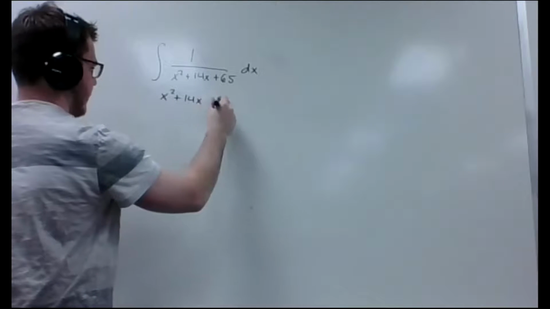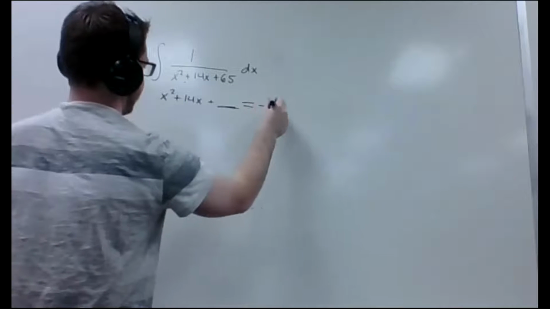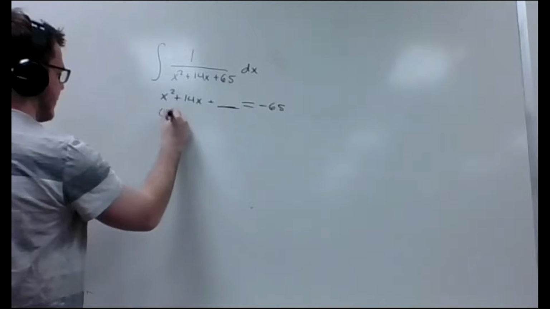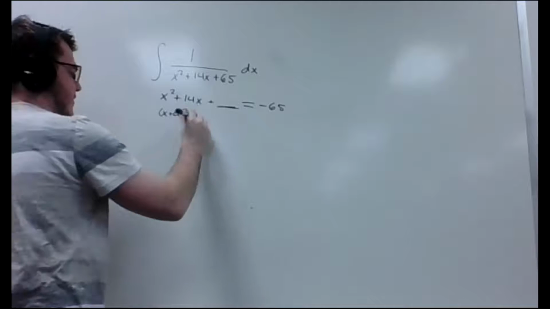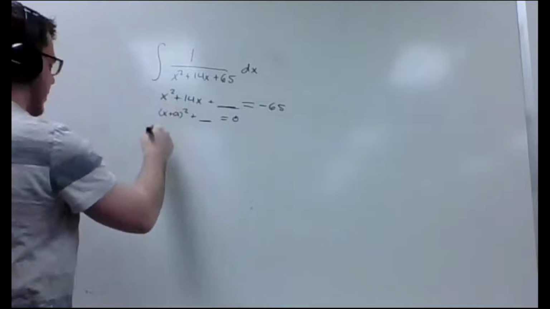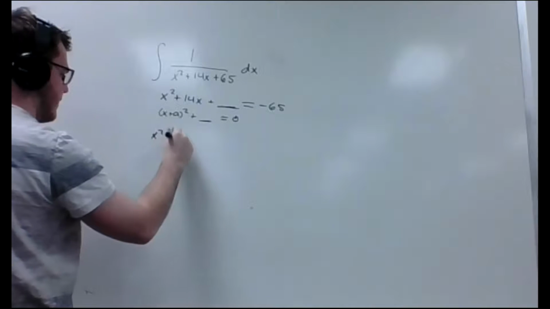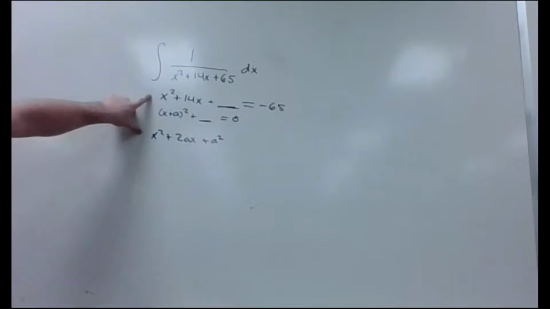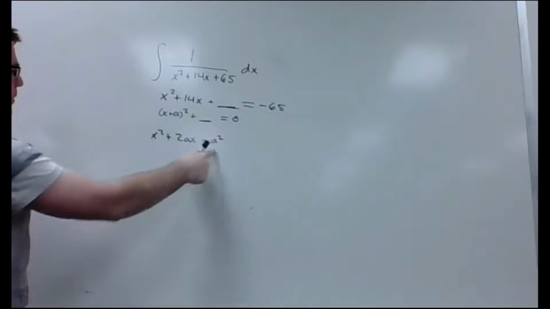We'll complete the square real quick. We'll leave a blank space here, and we'll move the 65 to the other side, so we have negative 65. What we're essentially looking for is x plus a squared, but we're going to have stuff afterwards. To complete our square, if we FOIL out x plus a squared, we get x squared plus 2ax plus a squared. If we look at this formula, we're just missing the a squared, but we can use the middle term to find out what a is.